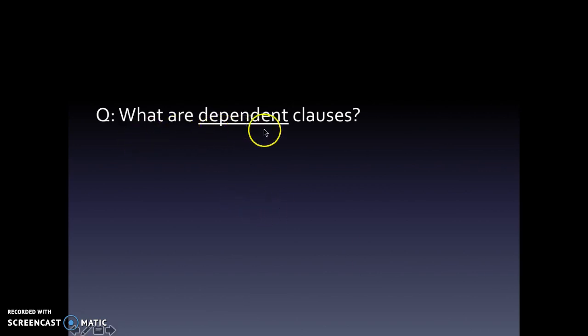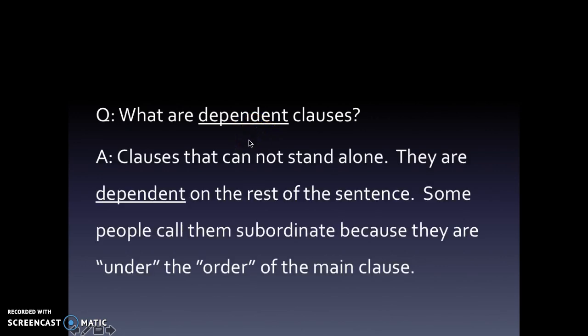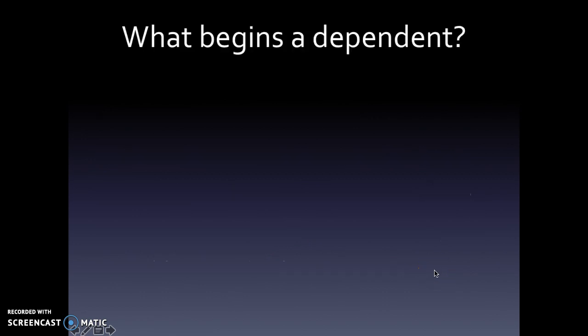First of all, what are dependent clauses? The name kind of explains what it is. It's a clause that's dependent. It can't stand alone. They are dependent on the rest of the sentence. Some people like to call them subordinate clauses because they are under, the sub, the order, you see "order" there, of the main clause.